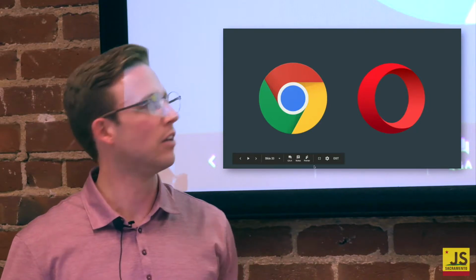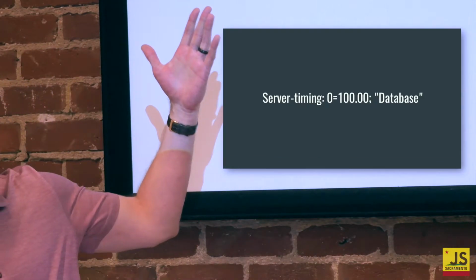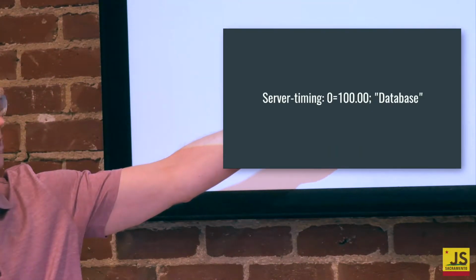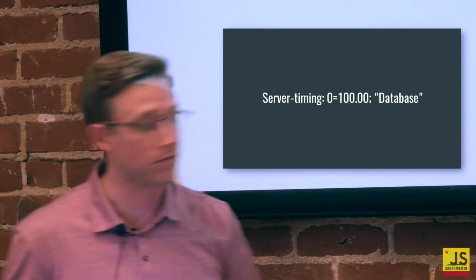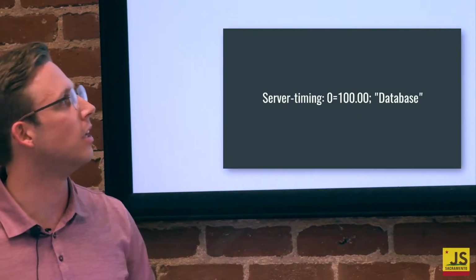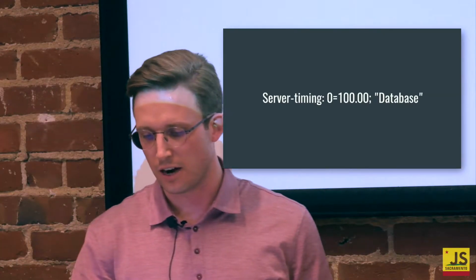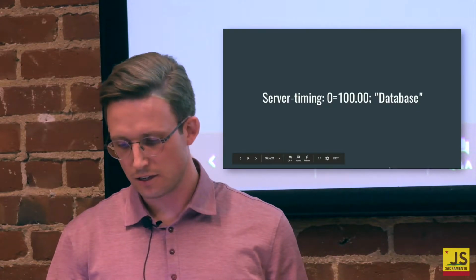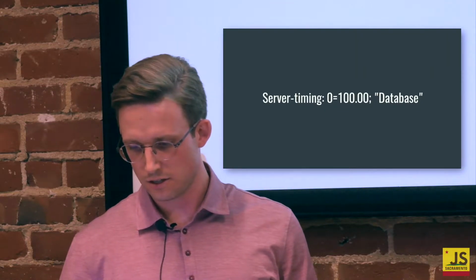So basically, how can we use this today? The header itself is actually very simple. So, Server-Timing, the next portion is obviously the time that it took. And then you give a tag of what it is that you're looking at. So, 100 milliseconds for a database lookup is what we're looking at there. So it's pretty easy to take a look at this.